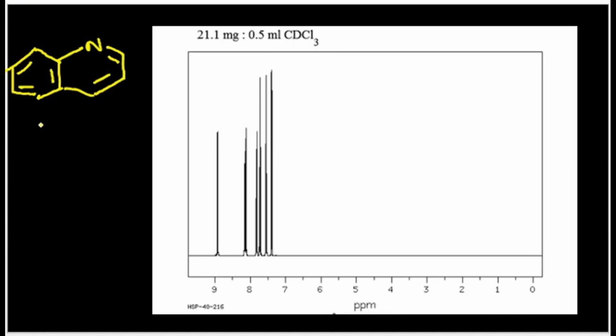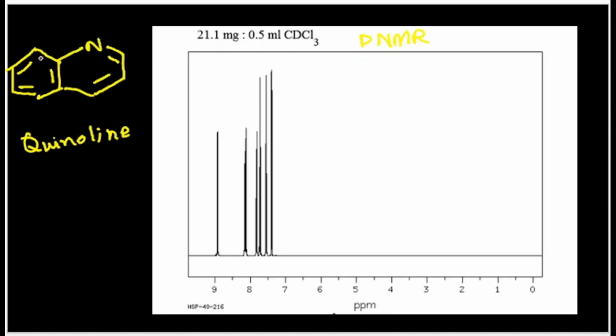Today we will do the structure elucidation of quinoline. As you may see, this is the structure of quinoline. This is a very important structure, and this is the proton NMR of quinoline. These are all the peaks of the protons that are present in the quinoline structure.